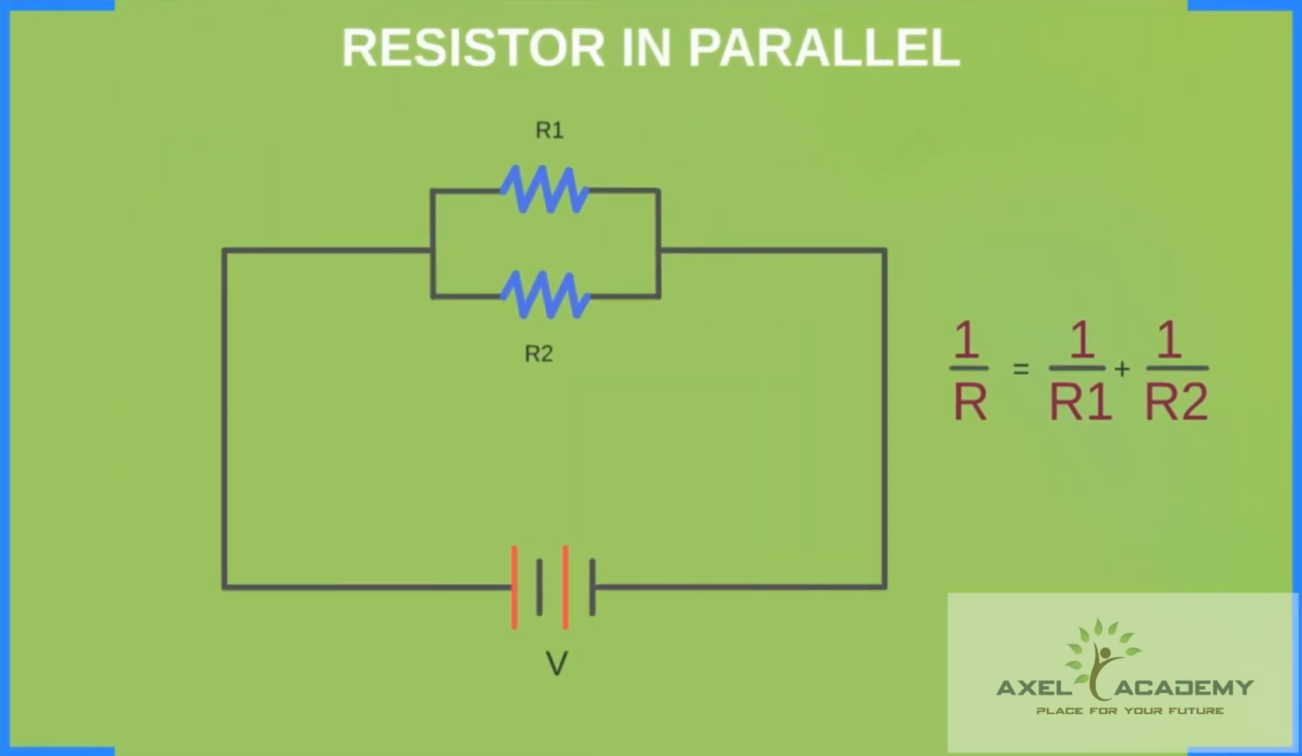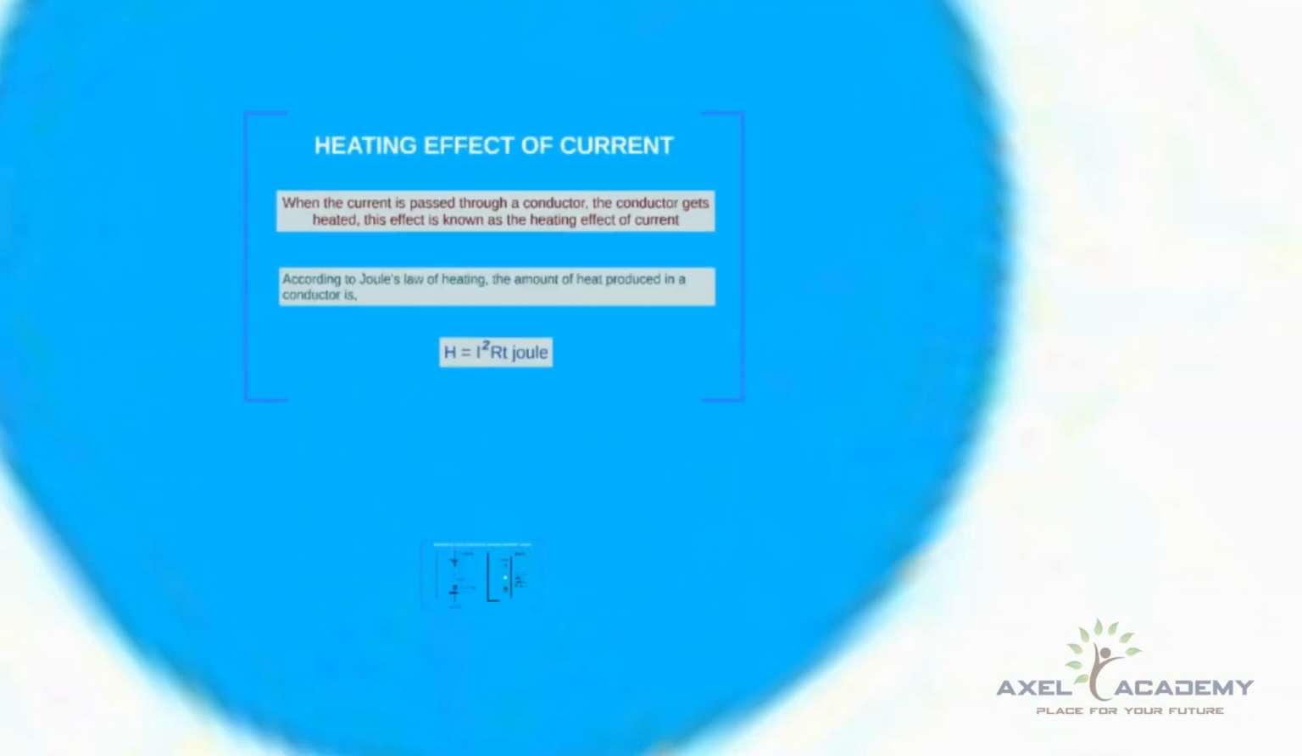Resistance in parallel. When one end of all the resistors are connected by a continuous wire and the other end of all the resistors are also connected to one another through a continuous wire, then the connection will be a parallel connection. The value of total resistance is given by 1/RT = 1/R1 + 1/R2.